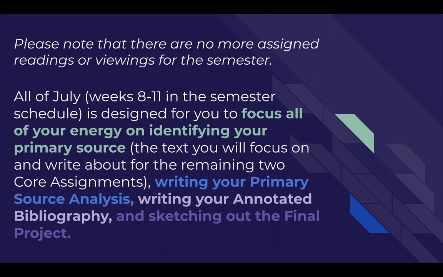So to route us back to thinking about this week's significance, all of July, which are weeks 8 to 11 in the semester schedule, is designed for you to focus all of your energy on identifying your primary source, which is the text you will focus on and write about for the remaining 2 core assignments, writing your primary source analysis, writing your annotated bibliography, and sketching out the final project.